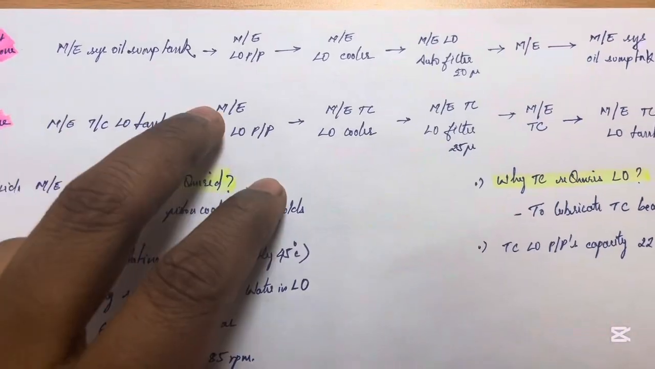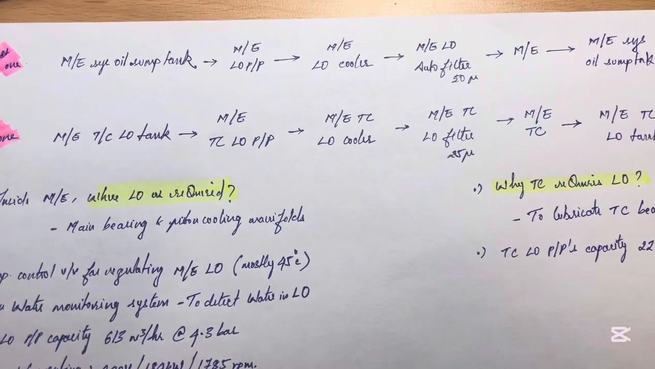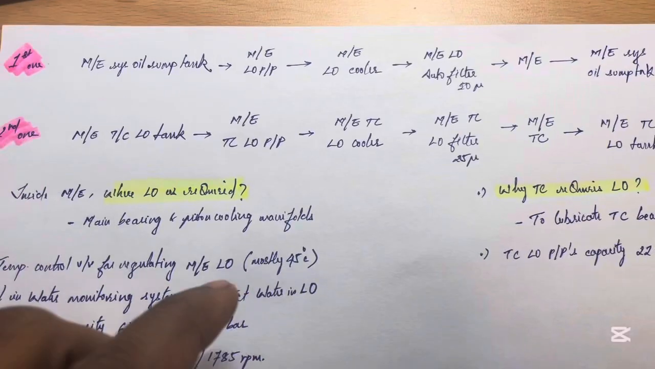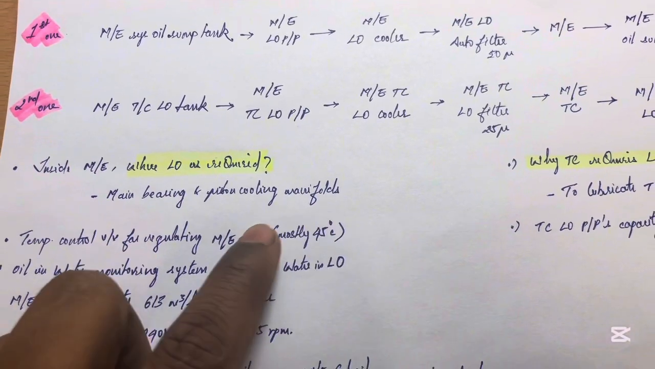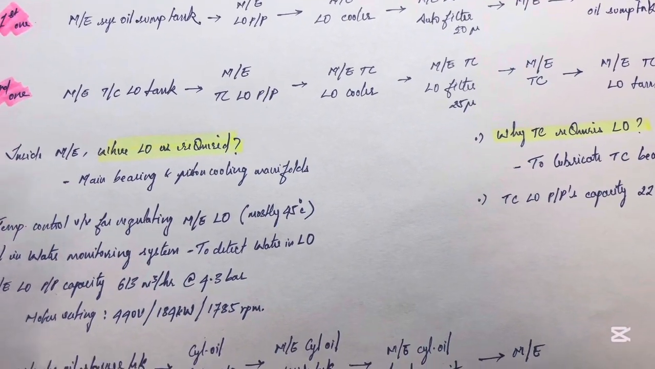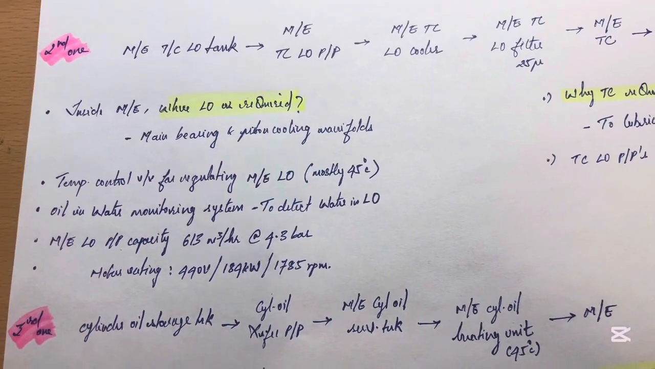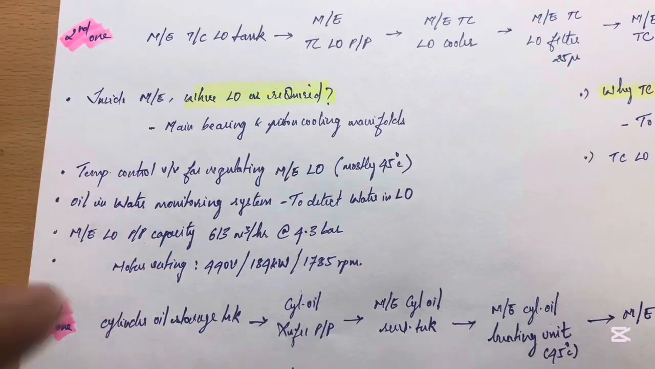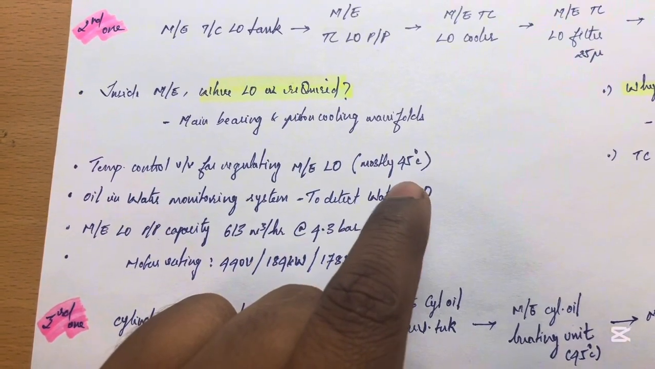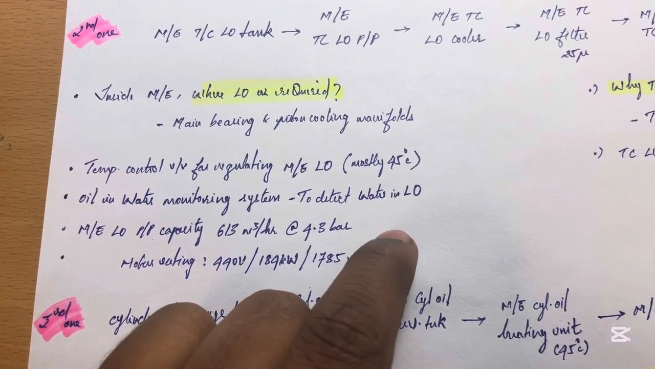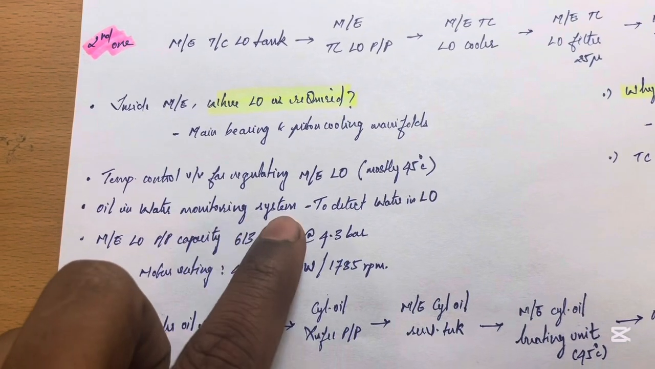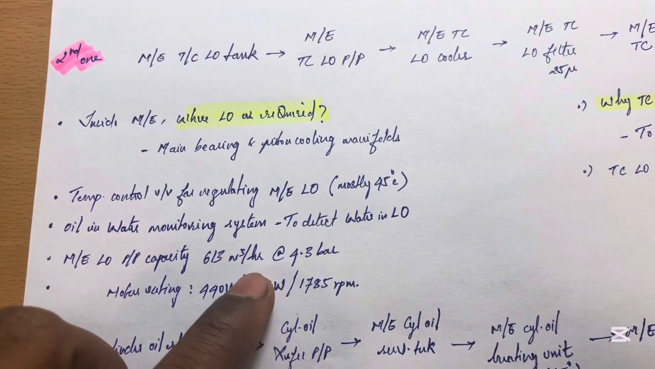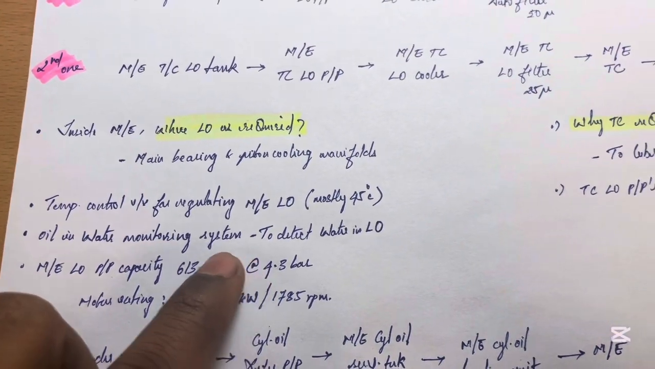Okay, basically you have to understand why lube oil is required. It is for lubrication purposes, and especially for the main engine lube oil system, it is to lubricate the main bearing and piston cooling manifolds. Mostly, as with fuel oil, they maintain a viscosity. Even for main lube oil, a viscosity is to be maintained, mostly at 45 degrees on my ship. In this system we also have an oil and water monitoring system, and the capacity of the pump and the motor of my ship I have mentioned over here.